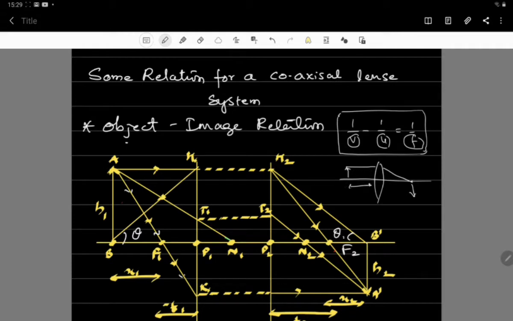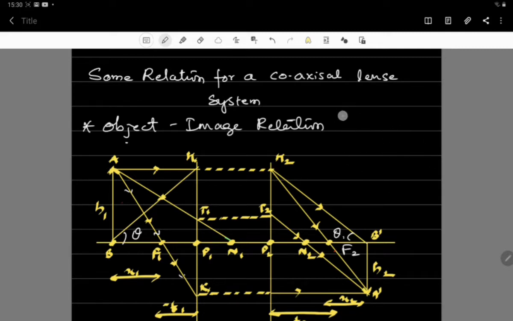We can calculate the parameters: object distance, image distance, and then the focal length of that lens. So it is very easy to find all these parameters for a single lens. Instead of this single lens, if you take a number of lenses, then we have to consider the thickness of the lens.